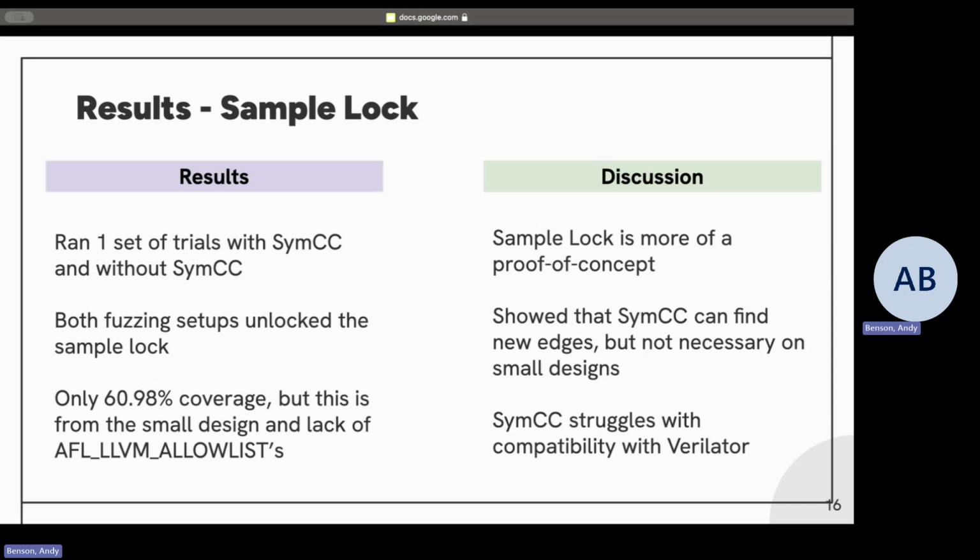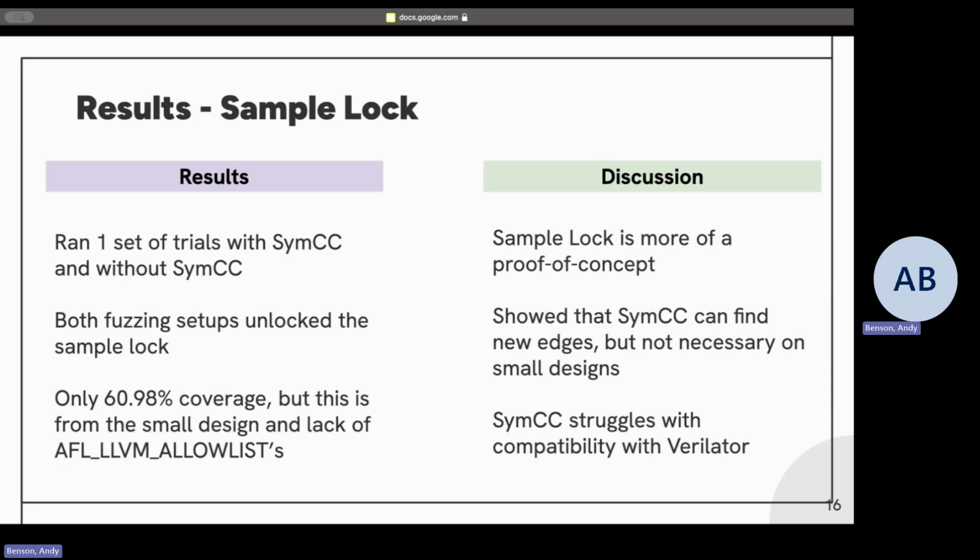For our sample lock results with SimCC, we got 75 of 123 edges covered in the code. This is 60.98%. This does not sound very good, but it is because we do not limit our search space with an allow list, so we are counting all the possible functions for our edge calculations. Our fuzzing setup was still able to unlock the lock, which was the main goal of this test.